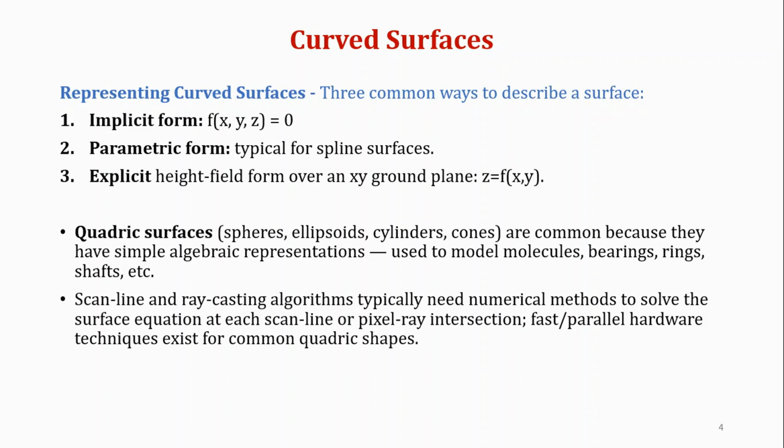Out of these, the next method is quadric surface. A special category of curved surface is called quadric. Those are all spheres, ellipsoids, cylinders, cones. These surfaces have algebraic equations. Because of their mathematical simplicity, they are frequently used in mechanical design, automobile design, molecular design, industrial simulations, and even many engineering graphics applications. So these are all frequently used.